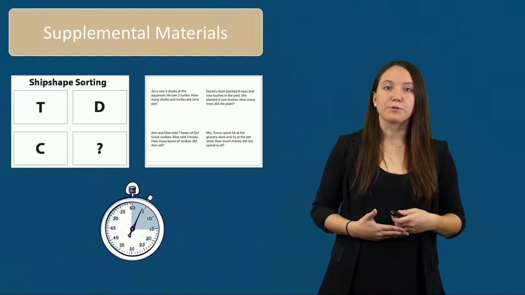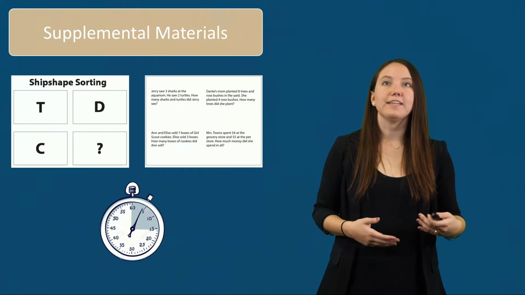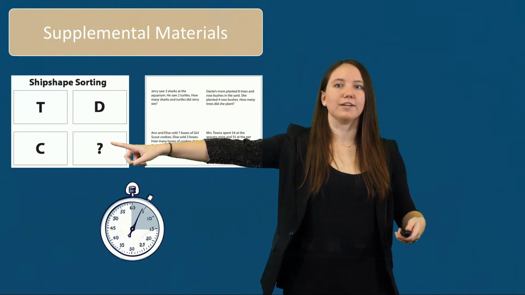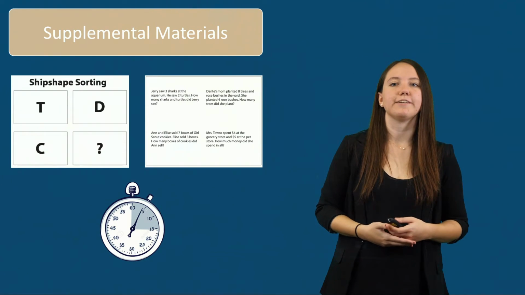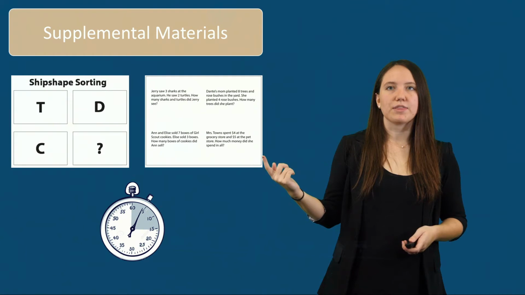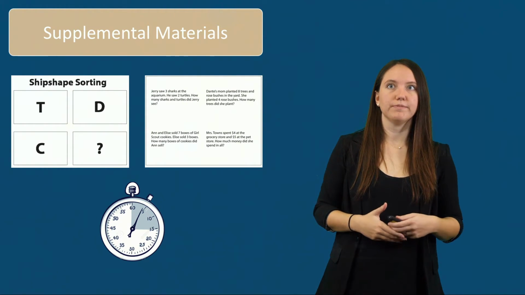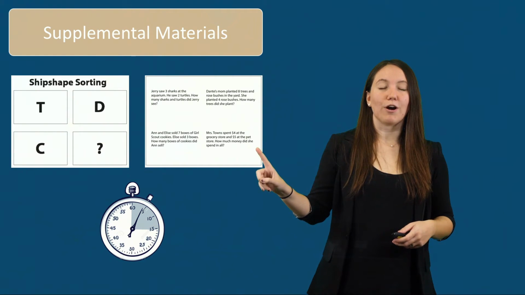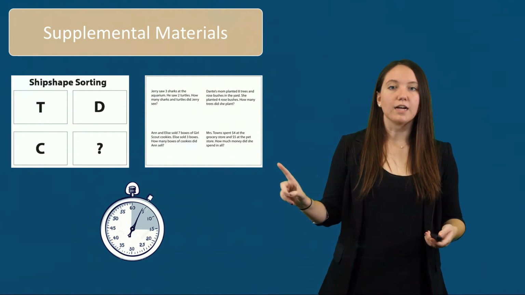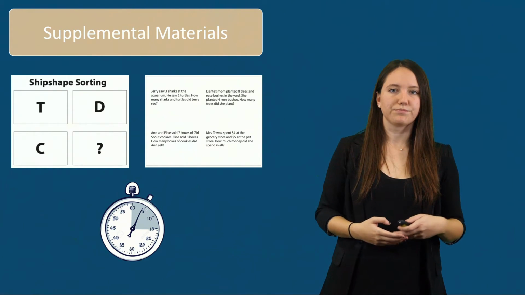Next, in the Shipshape sorting activities, students practice sorting word problems into schemas. To do this, they need the Shipshape sorting cards, seen here, and the Shipshape sorting mat, seen here, which are also found in the supplemental materials. The cards have a word problem on the front and the corresponding schema on the back, represented by a T for total, D for difference, or C for change. And these cards, like the math fact flashcards, should be printed and cut out on cardstock before each lesson so that they can be used during the Shipshape sorting activity.